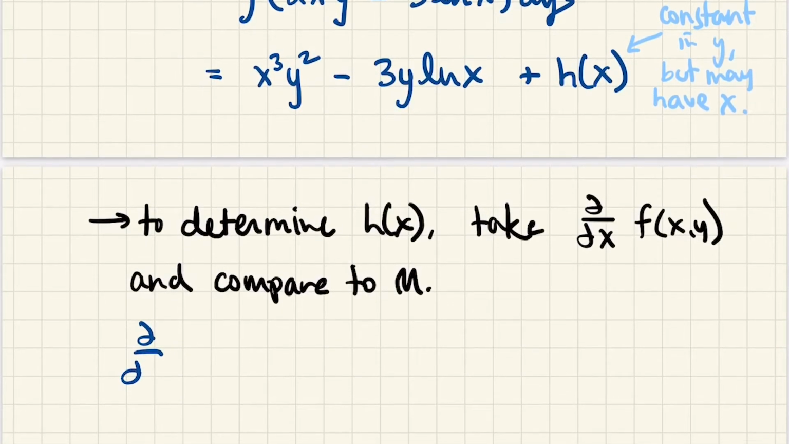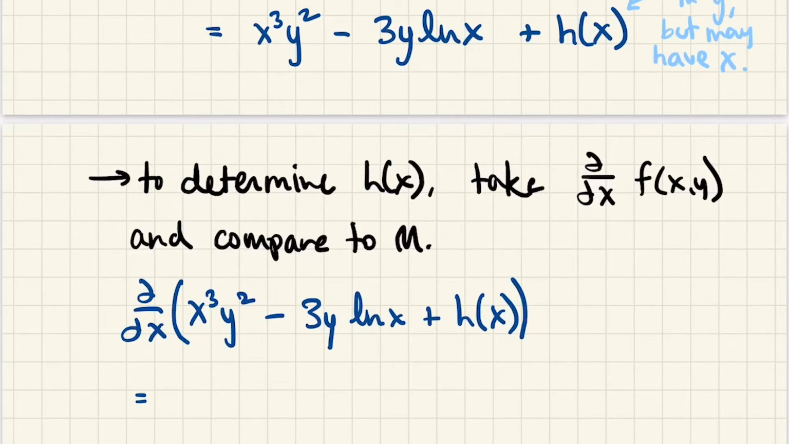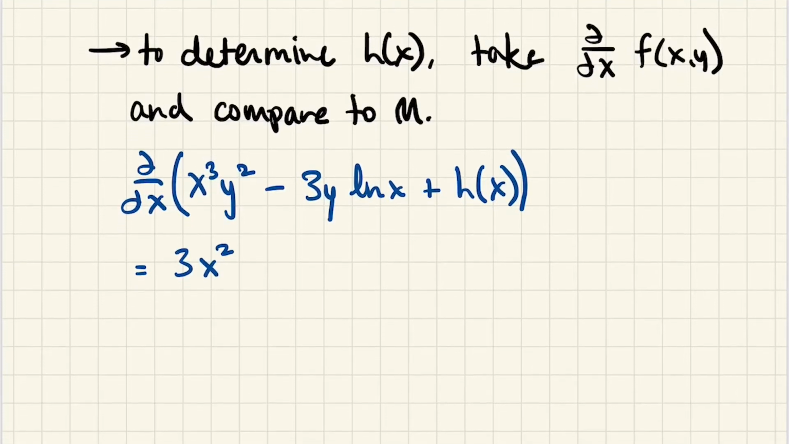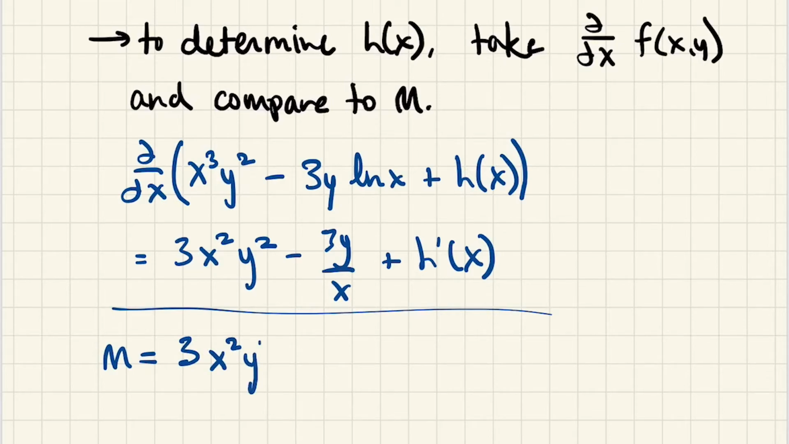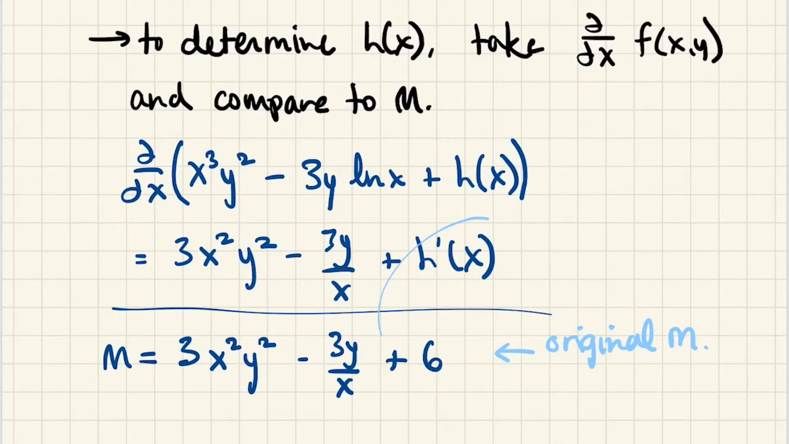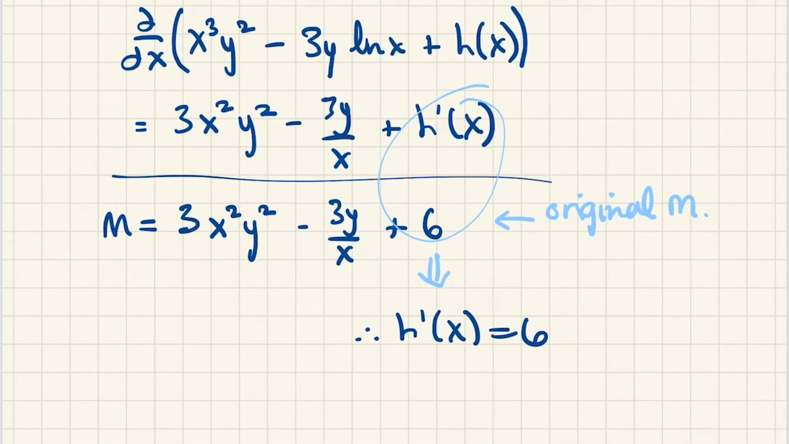Okay, so the derivative with respect to x of x cubed y squared minus 3y ln x plus h of x is equal to 3x squared y squared minus 3y over x plus h prime of x. And the original m was 3x squared y squared minus 3y over x plus 6. Aha! Well, that tells us that h prime of x is equal to 6. And therefore, h of x is 6x.